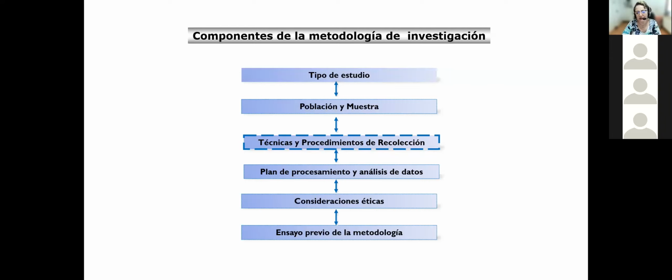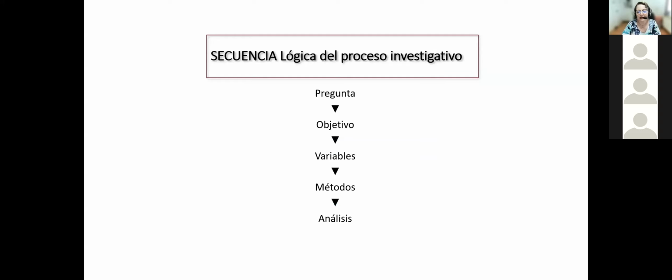Now, with relationship to the third subtitle, the third item, we need to be very explicit when we want to explain the techniques that I will use to gather data. Maria Elena presented this on the first day, and she talked about how the question should lead me to an objective, a variable, a method, and an analysis. And I need, in this logical sequence, to explain how I will measure and how I will analyze the data that I consider for this investigation, not only the analysis of quantitative data, but qualitative data as well.